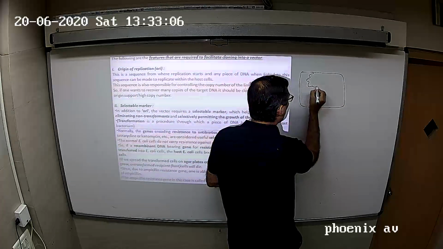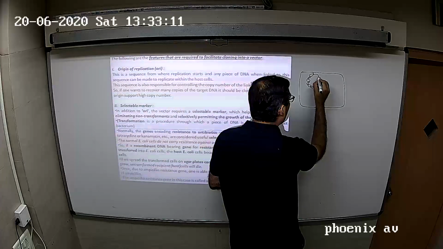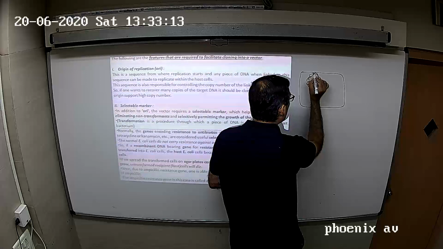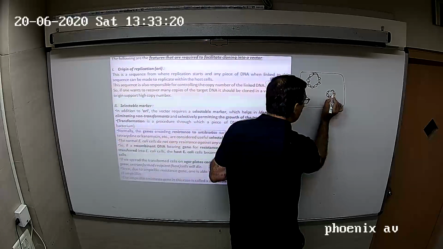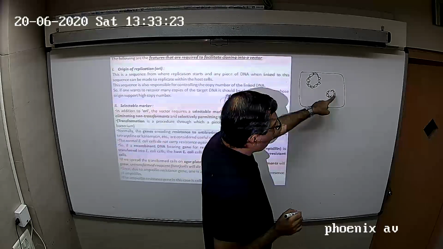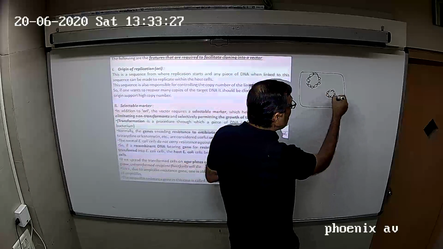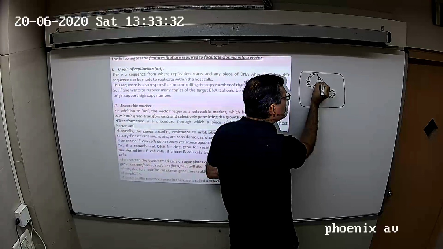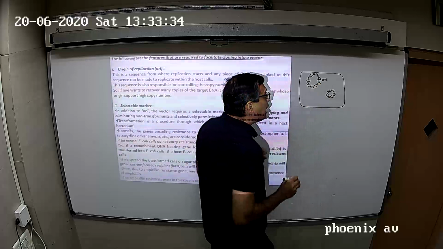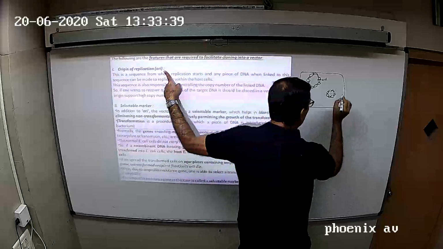This is the circular bacterial DNA which is attached to the cell membrane, and this is your freely circulating DNA called a plasmid. So sir, this plasmid, when will it be accepted by the bacteria and when will it replicate? Inside the bacteria there is a sequence which is called the ori, the origin of replication.